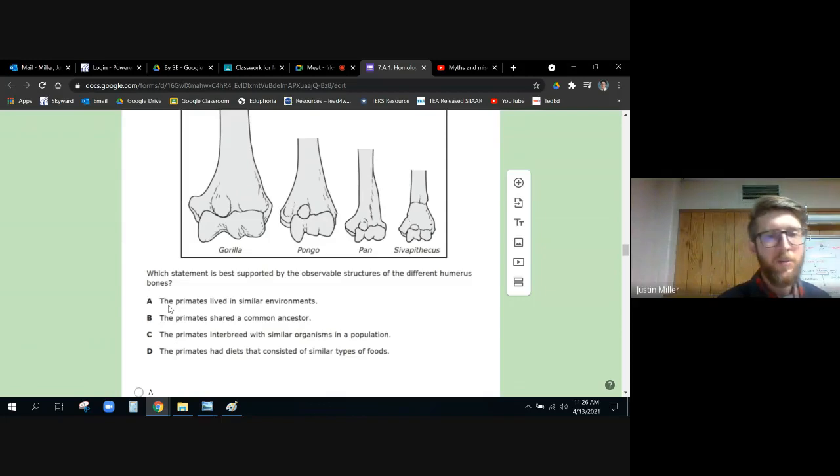Does that tell you that these primates lived in similar environments? Now you may know in the back of your mind that these primates lived in similar environments, but that's not what they're asking. Based only on what's in this picture, just on the similarities of this arm bone, can you tell that they live in similar environments? You can't tell that just by looking at the picture of their arm bone. What about primates sharing a common ancestor?